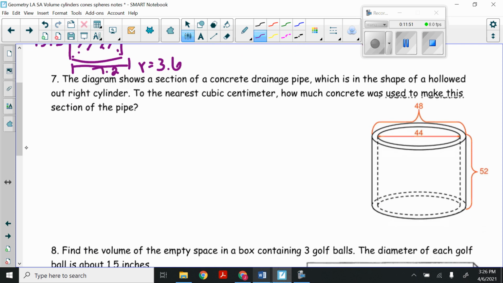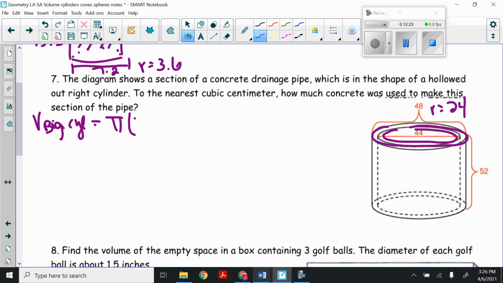Number 7, the diagram shows a section of a concrete drainage pipe, which is in the shape of a hollowed out right cylinder. To the nearest cubic centimeter, how much concrete was used to make this section of the pipe? So see, we have the outer pipe, and then we have the inner pipe. So first we need to find the volume of the big cylinder. So pi times the diameter of the great big cylinder is 48, so my radius of that is 24. So pi times my radius, 24 squared, times my height, 52.